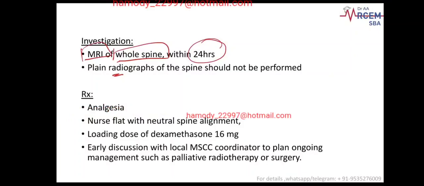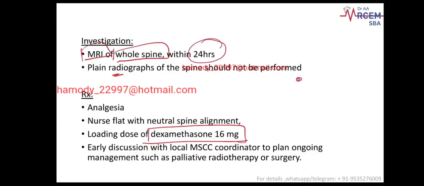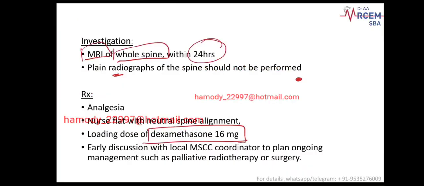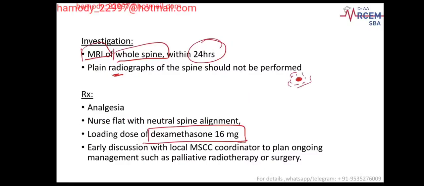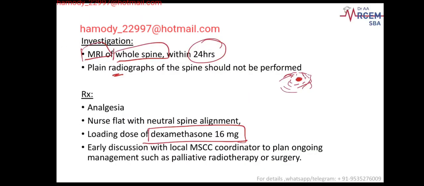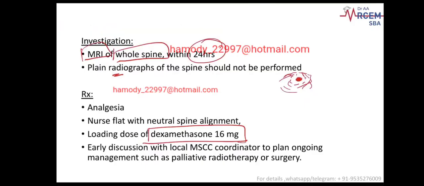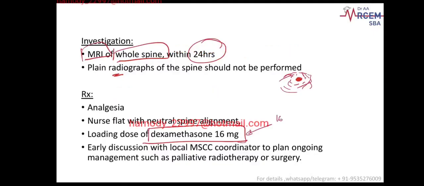What do you do in the emergency department? Symptomatic management, along with the main important one, is to give dexamethasone 16 mg. Why are we giving dexamethasone? Here, what has happened is due to the metastasis, the cancer is there. Acutely, why are they having symptoms? Because edema has developed around it. Because of the edema, this patient has acutely presented to the ED with pain and spinal cord compression. So you will be giving dexamethasone 16 mg to reduce the edema. That is important from the emergency point of view.